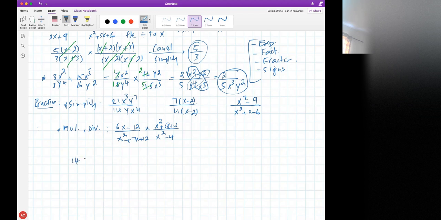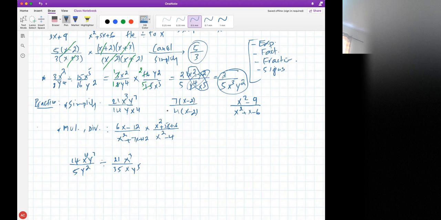So let's say 14x y, divide this by another one. Let's say 5, 21 over 35. Just the third y. Something like this.